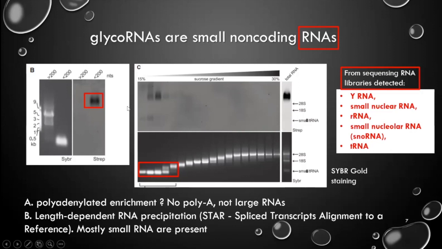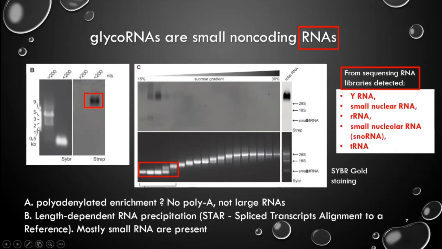Just to be really precise, the sample was loaded onto a gradient from 50% to 30%, and in the fractions where the glycoRNA signal still appeared, they visualized by SYBR Gold staining the presence of a band at the small RNA area. Those fractions were taken and sequenced, and they were able to identify that they contain different types of RNA, for instance yRNA, small nuclear RNA, ribosomal RNA, snoRNA, and tRNA.